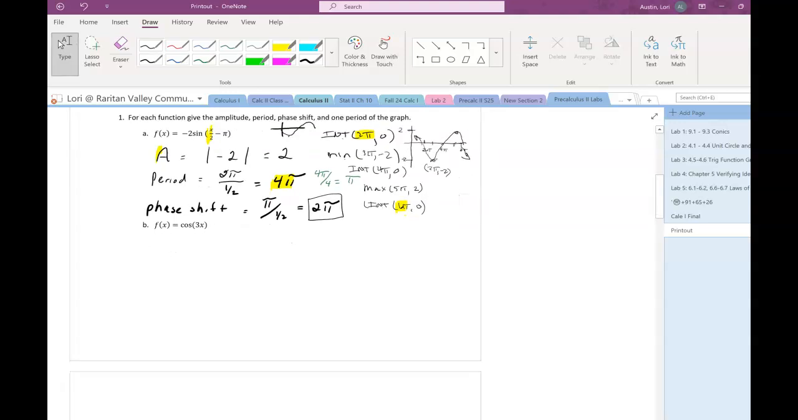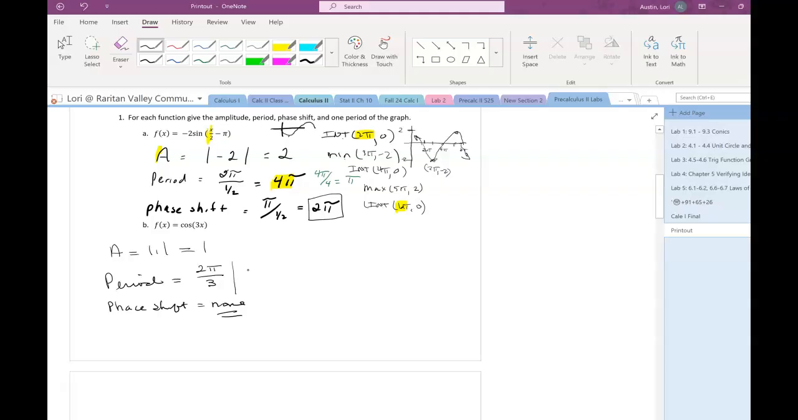All right, let's do cosine. So amplitude here is just the absolute value of 1, which is 1. Your period equals 2 pi over 3, right? Can't really do anything other than that. And phase shift is none. There's no C value, so there's no phase shift. All right, this one is a little more difficult to work with the fractions, but let's take a look.